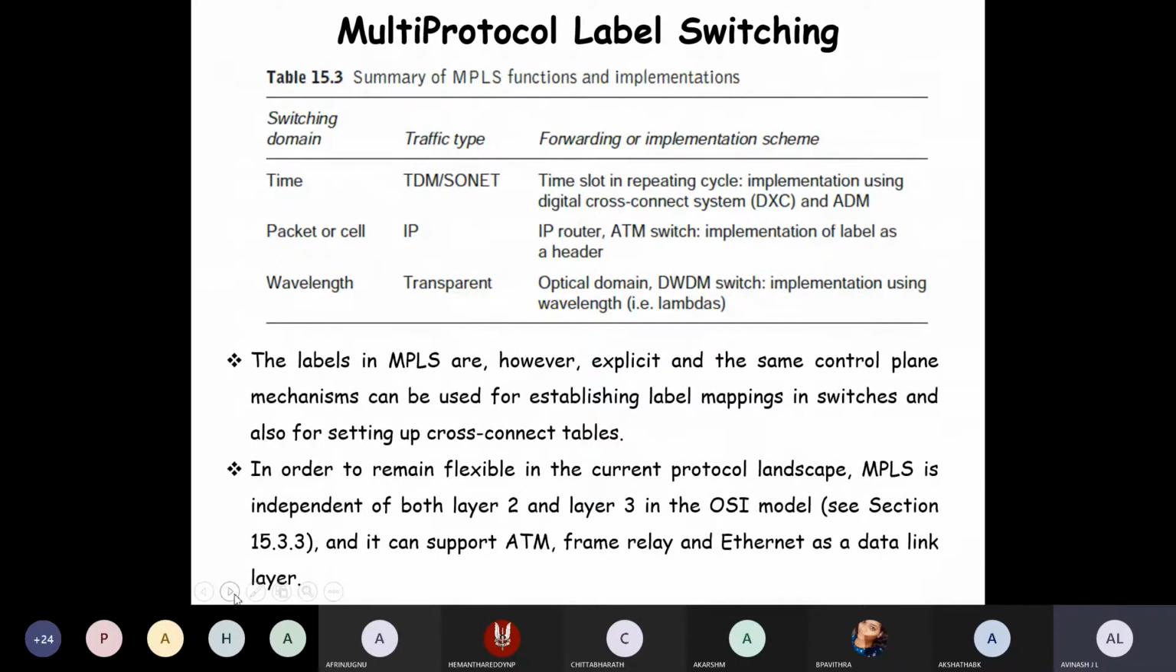Here is a summary of MPLS functions and implementation. Time, packet or cell, and wavelength will be there. The traffic type is TDM or SONET, IP, transparent. All those things are available here. Then the forwarding or implementation scheme: when you are talking about the time domain, a time slot in a repeating cycle will be used. When you're talking about packet or cell, an IP router or ATM switch will be used. And when you're talking about the wavelength, in the optical domain a DWDM switch and so on will be present.